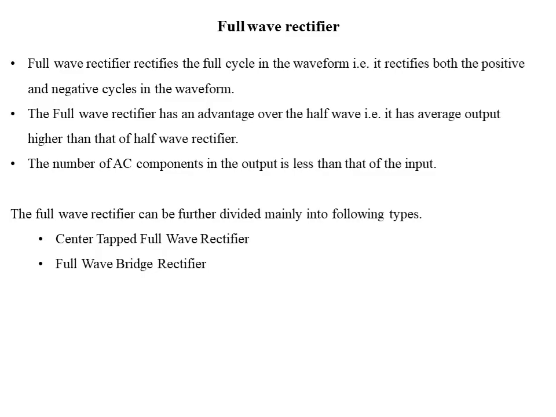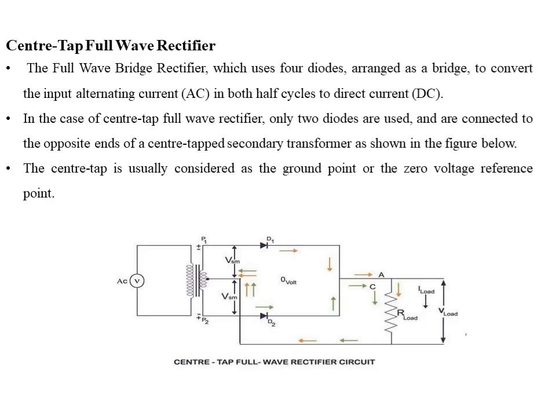The full wave rectifier can be further divided mainly into the following types: center tapped full wave rectifier and full wave bridge rectifier. The full wave bridge rectifier uses 4 diodes arranged as a bridge to convert the input alternating current in both half cycles to direct current. In the case of the center tapped full wave rectifier, only 2 diodes are used and are connected to the opposite ends of the center tapped secondary transformer as shown in the given figure. The center tap is usually considered as the ground point or the zero voltage reference point.